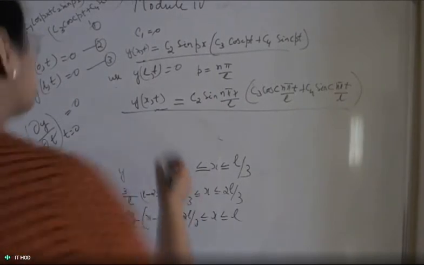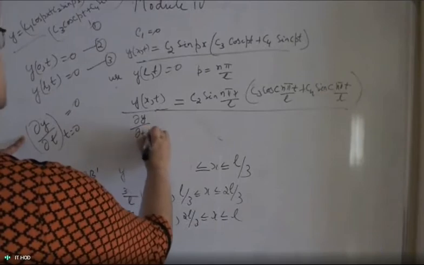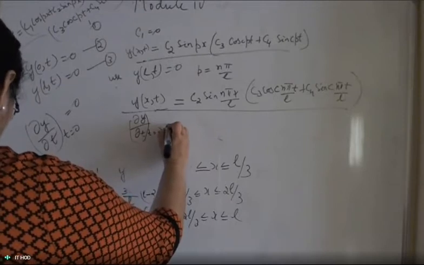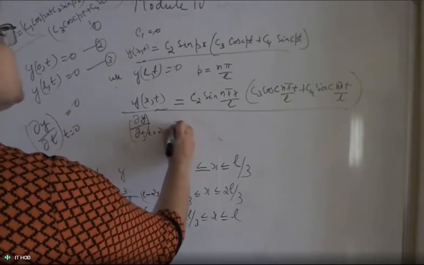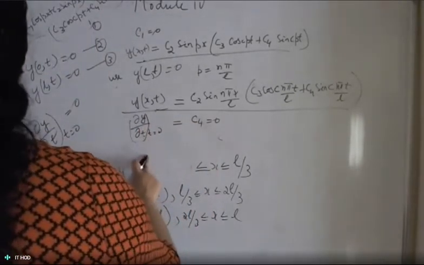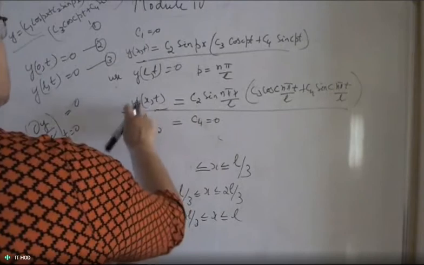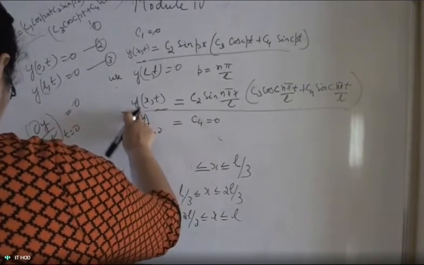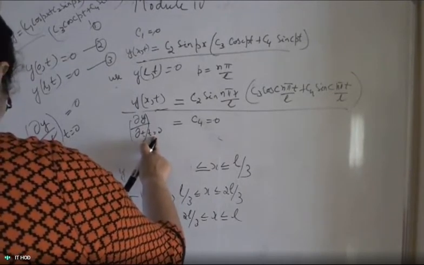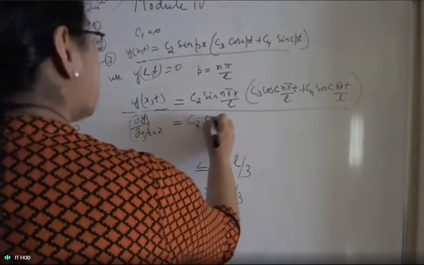Now using 4 and 6, that is dou y by dou t at t equal to 0, that will give you C4 equal to 0. How can you find dou y by dou t? You have to differentiate this one, our new y(x,t). Differentiate this one and put t equal to 0. At t equal to 0, you will get it like sin n.